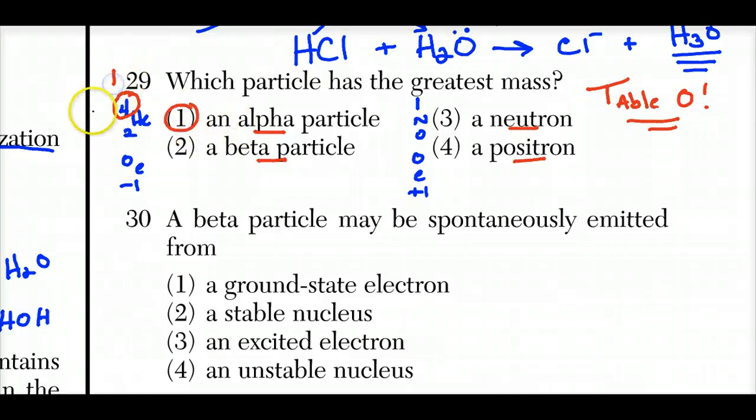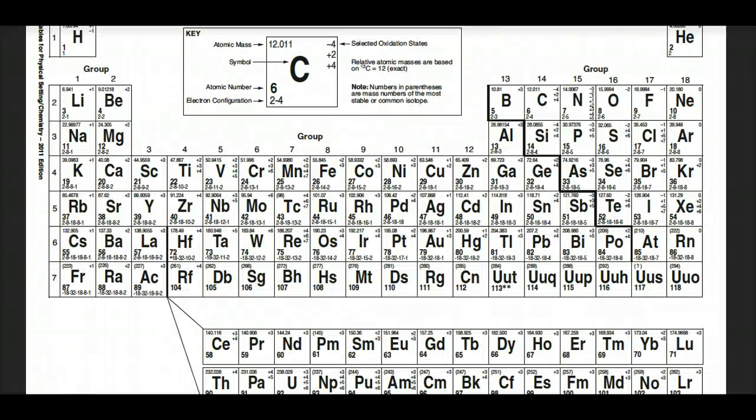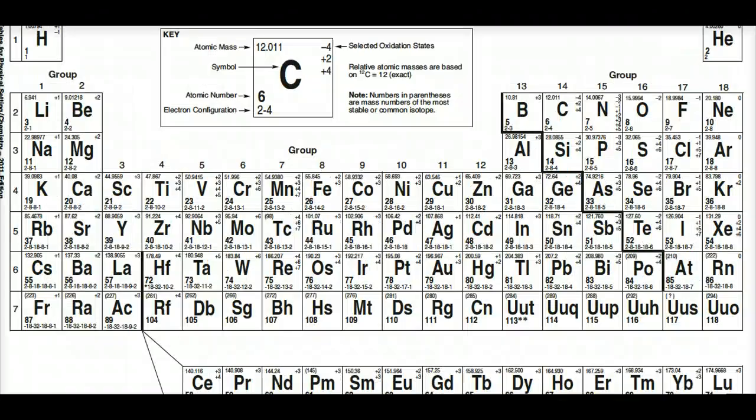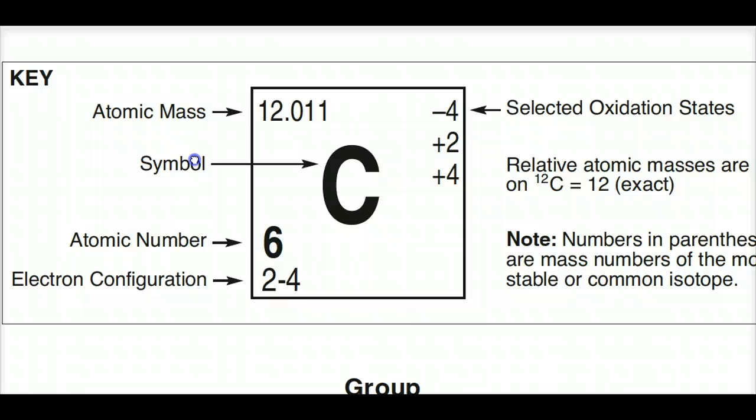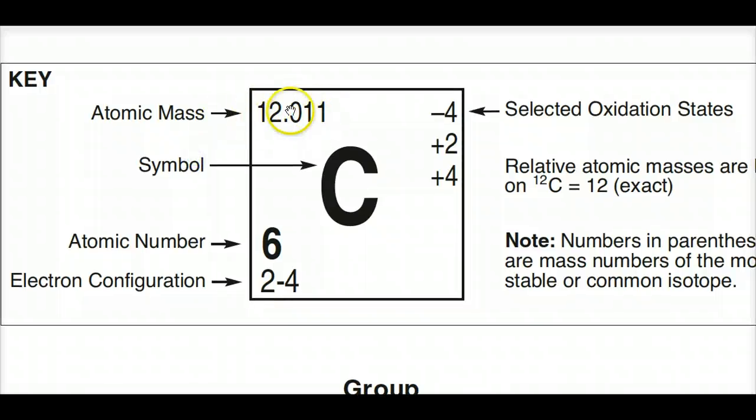Now if you didn't know the mass number was on top, the reference table shows you. I should really say the top of the periodic table shows you. If we zoom in, we get the atomic mass as the top number. So it's the same notation used in table O.